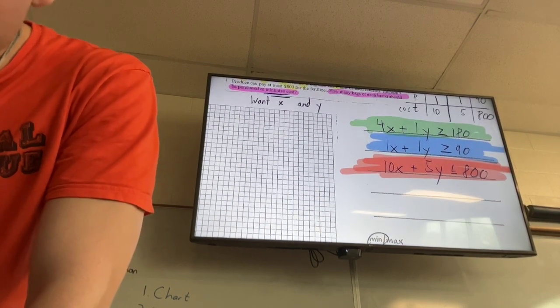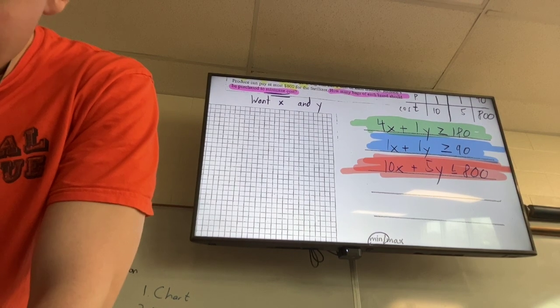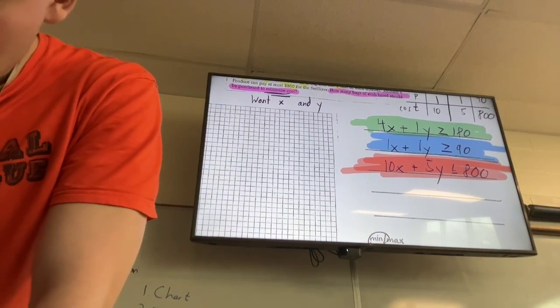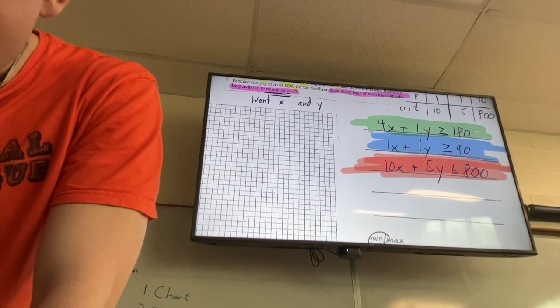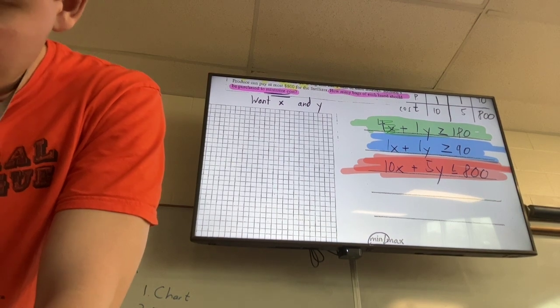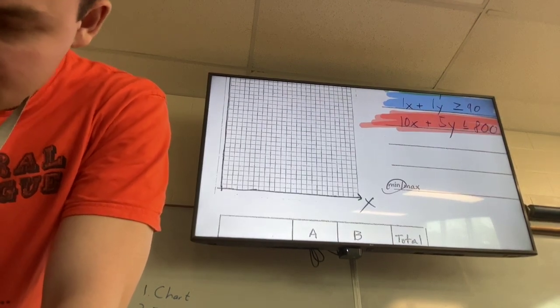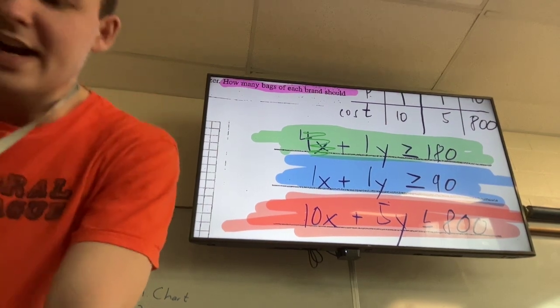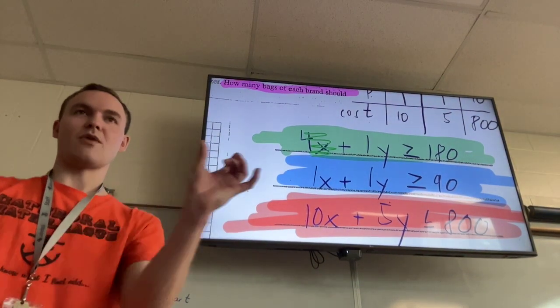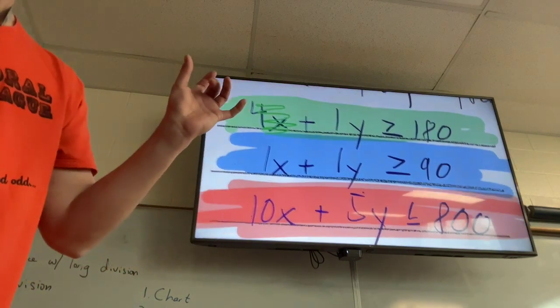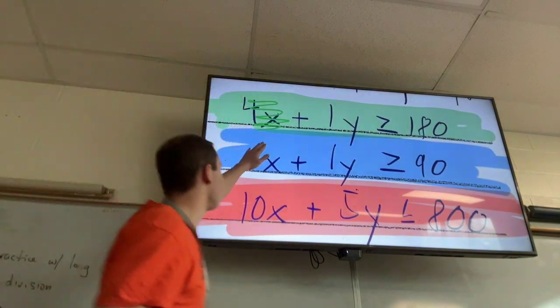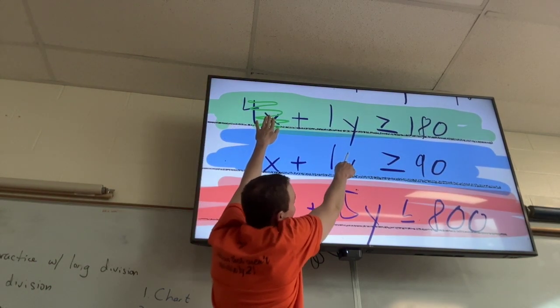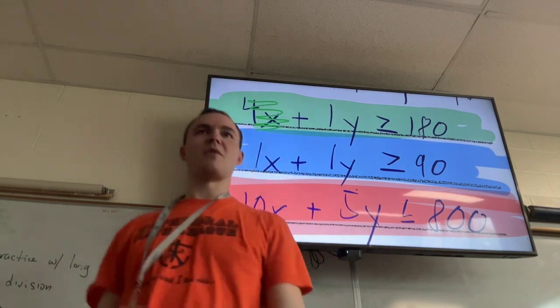Okay, so let's graph the green one. Let's graph my green, okay? So its y-intercept is gonna be what? It's gonna be x equals 0, comma, cover x up to get the y-intercept. I don't know if you remember from algebra. To get a y-intercept on a linear equation, you cover up the x, solve for y. So that's 0, 180.